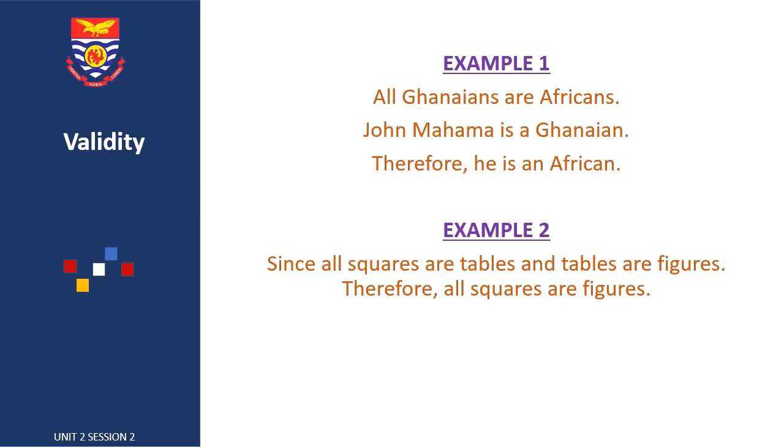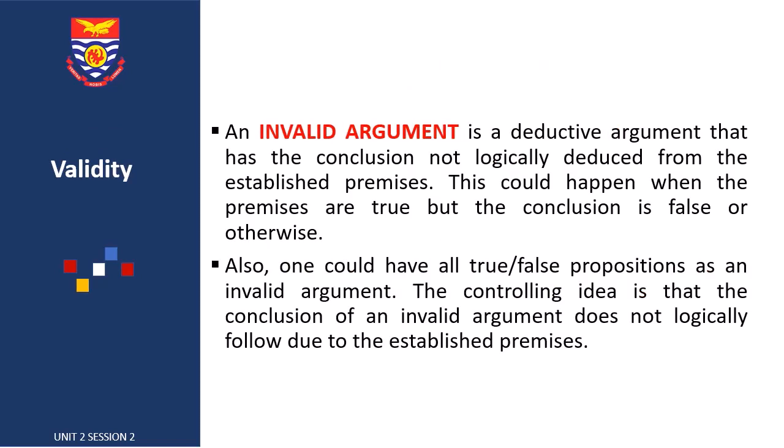Let's look at invalidity. What is an invalid argument? An invalid argument is an argument that has a conclusion not logically deduced from the established premises. This could happen when the premises are true, but the conclusion is false, or otherwise. Also, one could have all true or false propositions in an invalid argument.